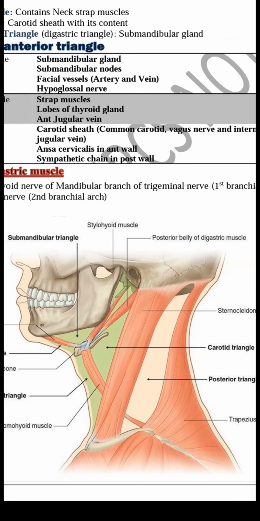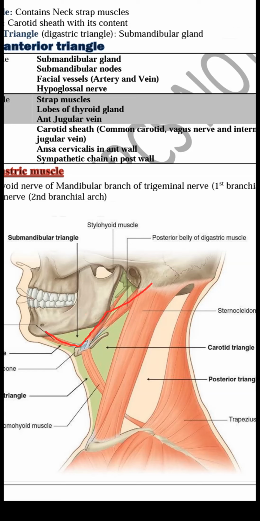These 1.5 muscles are dividing this anterior triangle into 3.5 triangles. So 1.5 muscles are responsible for dividing the anterior triangle into 3.5 triangles. The first muscle is called the digastric muscle. Digastric means that this muscle has two bellies. What are these two bellies of the digastric muscle?